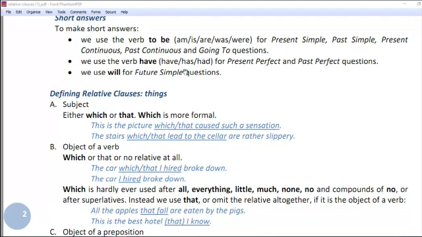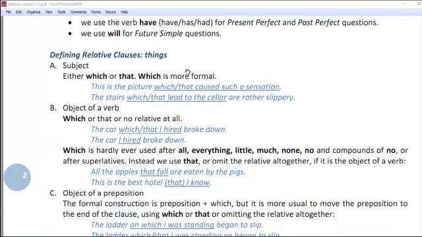Which is hardly ever used after all, everything, little, much, none, and the compounds of none, or after a superlative. Instead, we use that or omit the relative altogether if it's the object of the verb. Like, all the apples that fall are eaten by the bees. This is the best hotel that I know, or the best hotel I know without the relative.